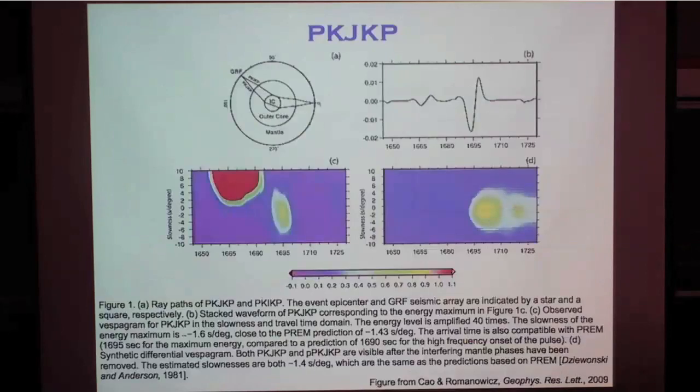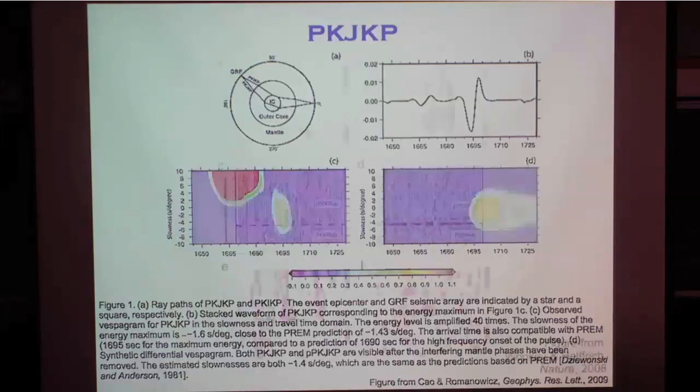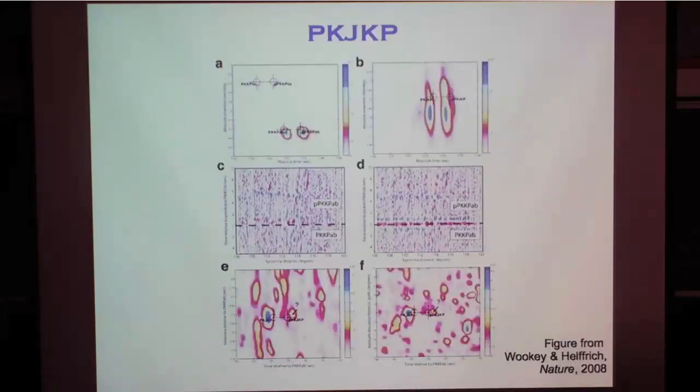Other people have looked using similar techniques. This is Amin Cow and Barbara, and they again looked for PKJKP. In this case, they were using the Grafenberg array. And again, they see something where when you subtract out other phases, it looks like it could be PKJKP. Other papers have been published, so we have observations of potential surface reflections, we have observations of potential PKJKPs themselves.